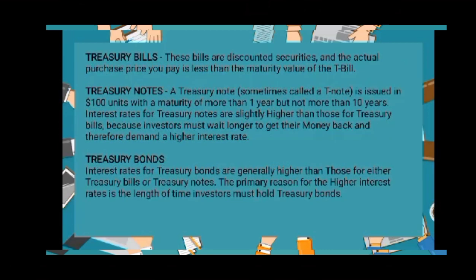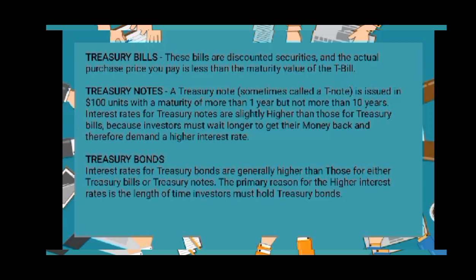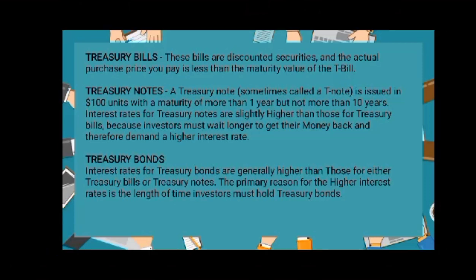Treasury bills: it is free to register on the TreasuryDirect website, and it will function like a brokerage account that holds your bonds. Treasury note: it is a debt obligation that comes with a maturity of 10 years. Treasury bonds: a higher interest rate is paid for the length of time the investor must hold Treasury bonds.